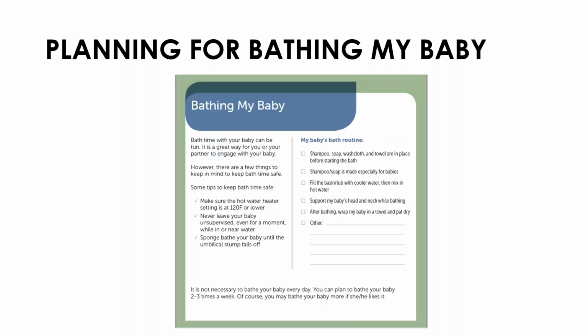For this last section, we want to help maternal caregivers plan ahead for a safe bath time. You can say, bath time with your baby can be fun. It is a great way for you and your other caregivers to engage with your baby. However, there are a few things to keep in mind to keep bath time safe. Some tips include making sure the hot water heater setting is at 120 degrees Fahrenheit or lower. Never leave your baby unsupervised, even for a moment, while in or near water. And sponge bathe your baby until the umbilical stump falls off.